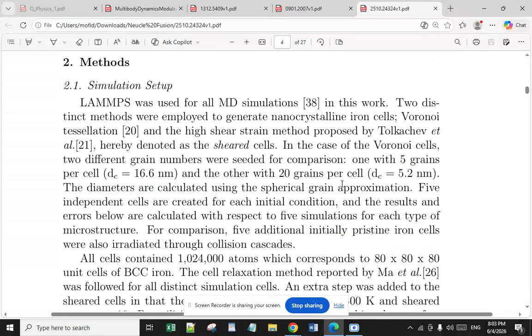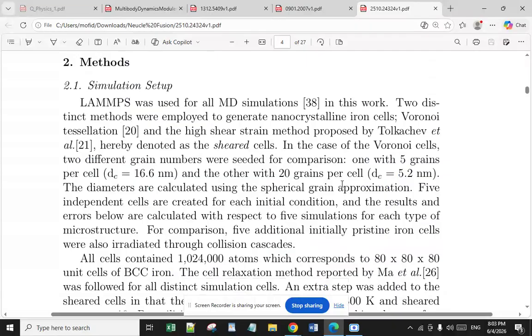Now, I want to talk about the methods. The first method is simulation setup. LAMMPS was used for all MD simulations in this work. Two distinct methods were employed to generate nanocrystalline iron cells: Voronoi tessellation and the high shear strain method proposed by Tolkachev and his colleagues, hereby denoted as the shear cells.